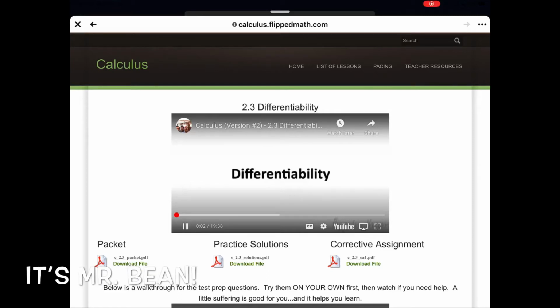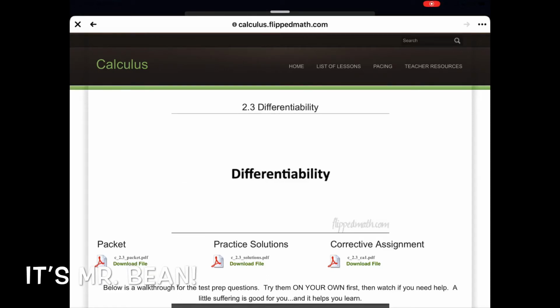We're doing another lesson in calculus, and today we will be talking about differentiability. Differentiability means that it is possible to take the derivative. That's what the word means, taking the derivative. Let's find out some stuff about this.